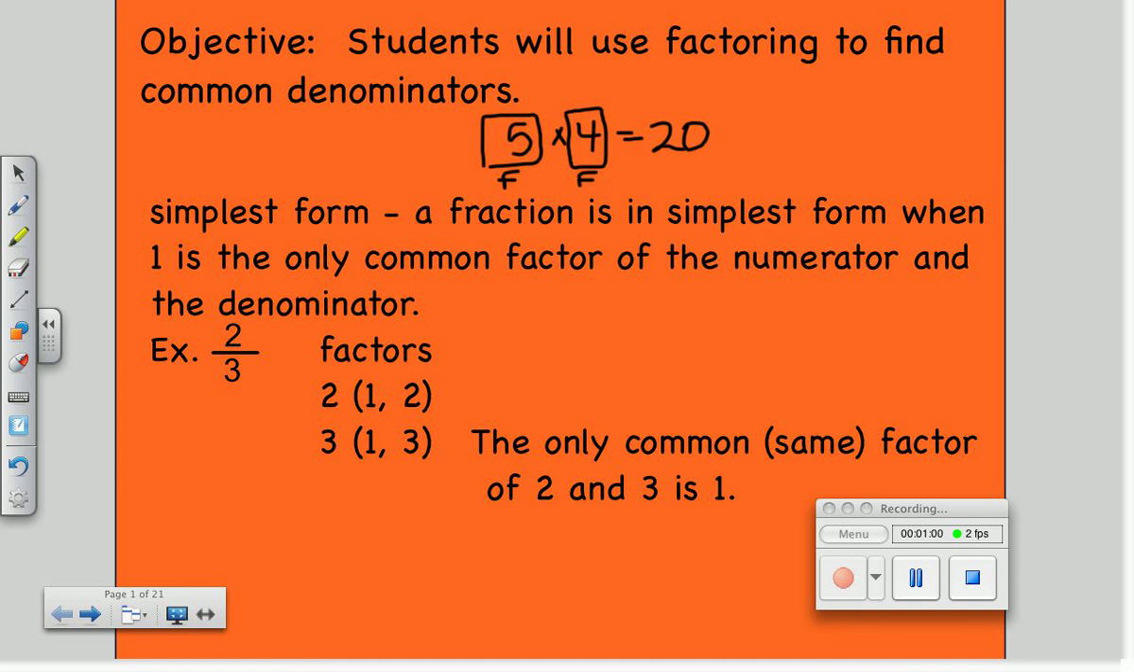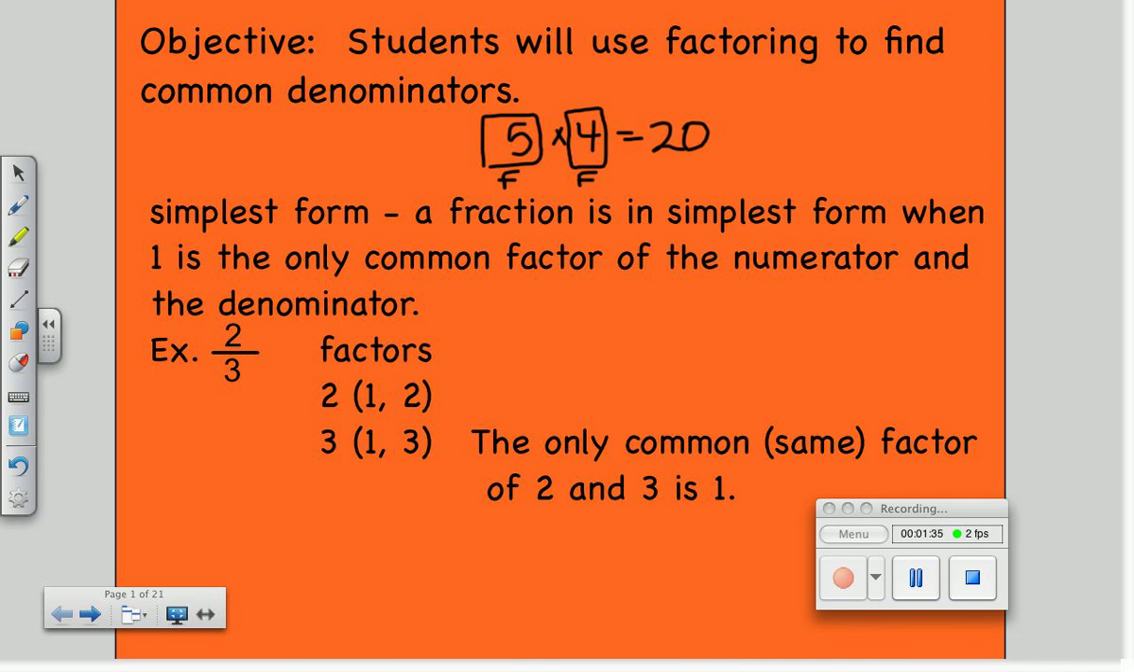Okay? So basically what this means is that factors are numbers that can be divided evenly into the product, which is 20. So a factor of 20 is 5. Another factor of 20 is 4. And by the way, another factor of 20 is 2, because I can multiply 2 times 10. And therefore, another factor of 20 is 10.